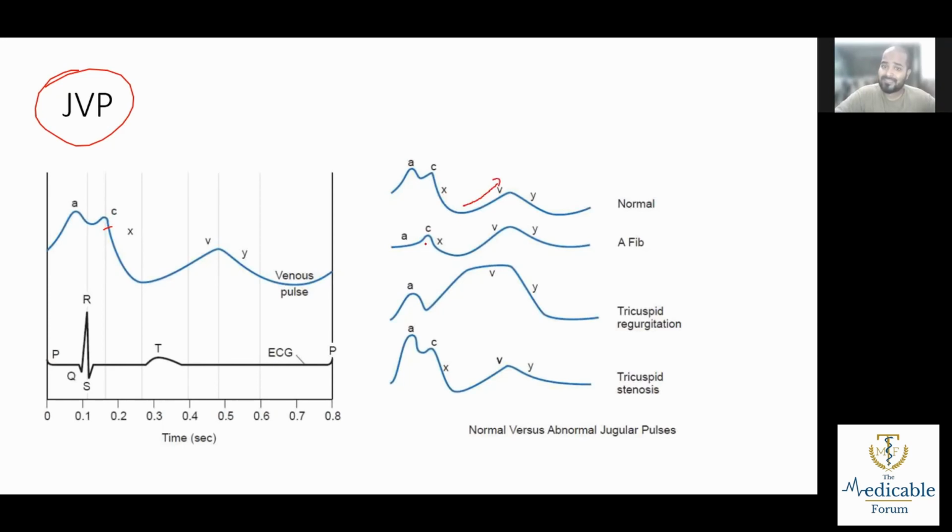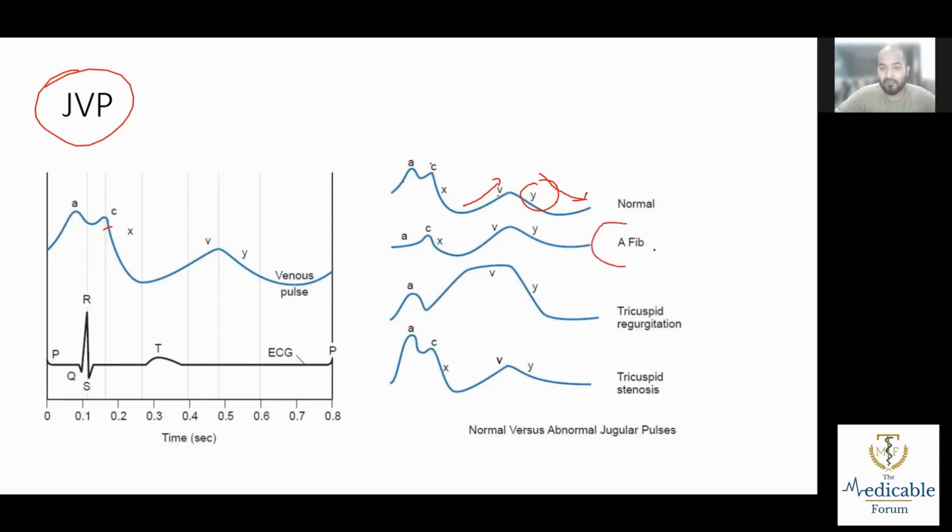Then what happens is that once the atria are filled, the atria have to empty to the ventricle. So when the mitral valve and the tricuspid valve open, this drop of pressure due to the emptying of the atria is your Y descent. So ACXVY, that is the normal JVP.